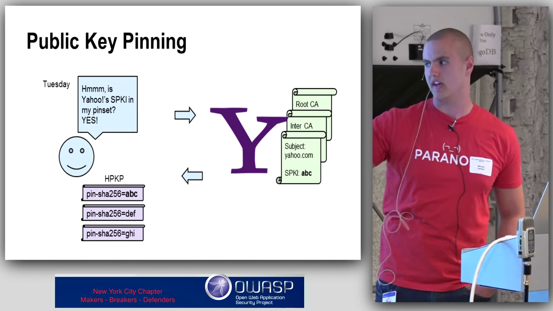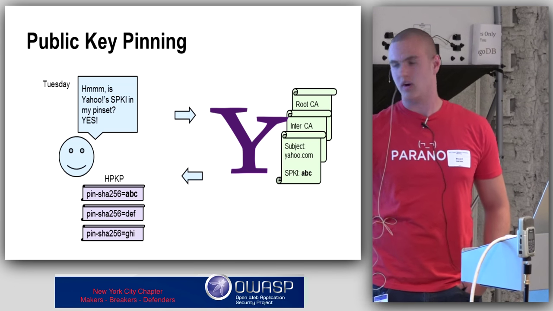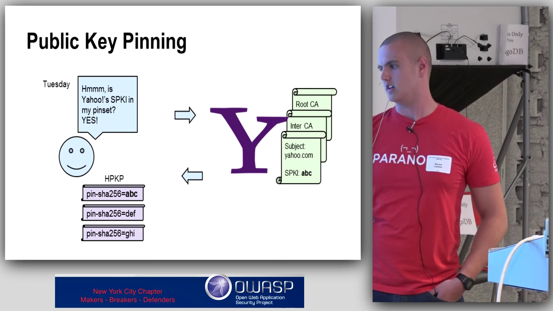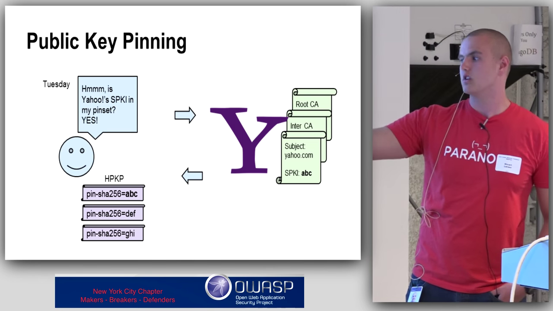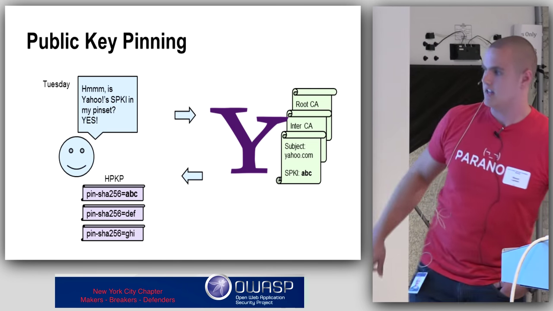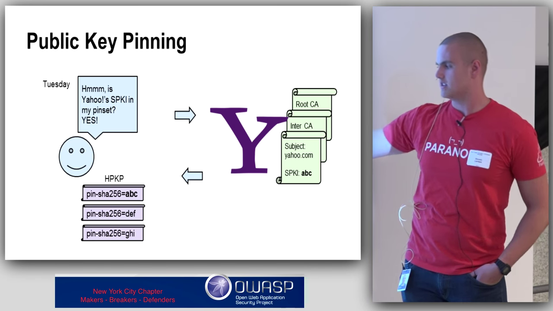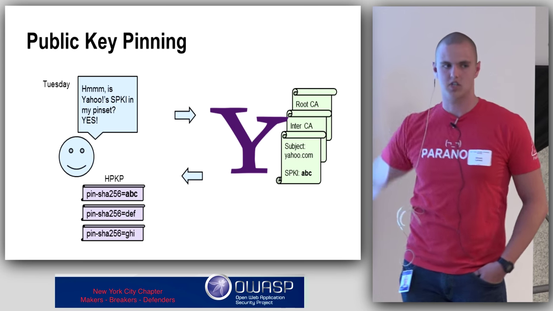Yahoo previously told it, hey, next time you connect to me, make sure that one of these pins is valid. So it's going to go through its pin set, and it has pin set ABC, DEF, GHI. It's going to make sure one of those pins exists. So the first one is going to check all the certificates. It sees that, hey, it has pin ABC, and ABC was one of the SPKI subject public key identifiers of the certificate chain presented.